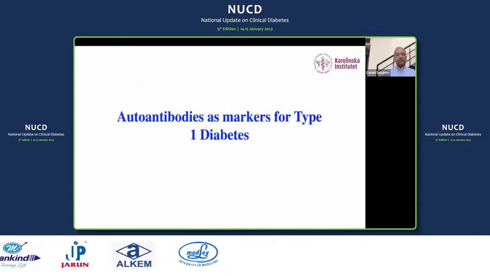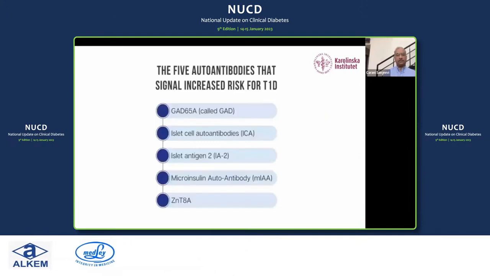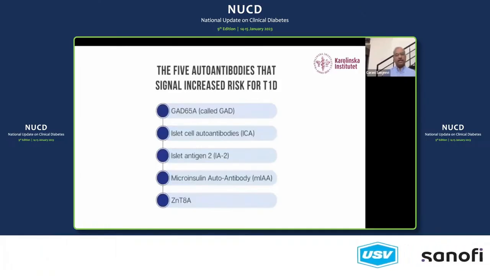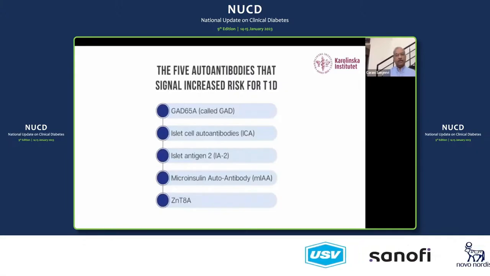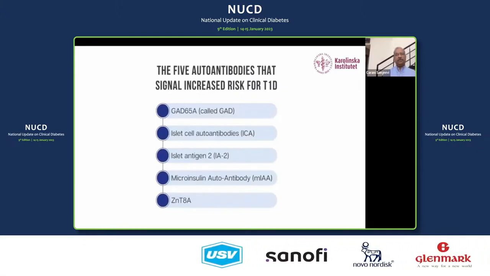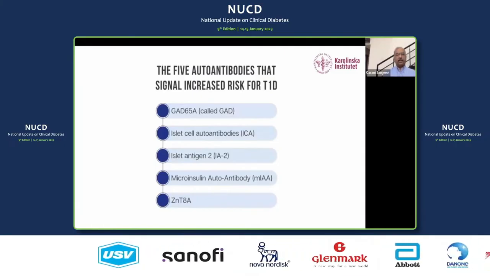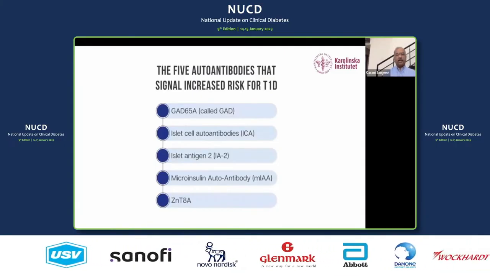So autoantibodies are the markers of the disease. They are the result of the disease. They are not the cause of the disease. And these are the important autoantibody markers that need to be measured in order to identify the risk. Some will have only GAD antibodies. Some will have islet antigen 2. Islet cell antibody is a measurement of antibody using immunostaining, where anybody who is positive for ICA could be positive for GAD.